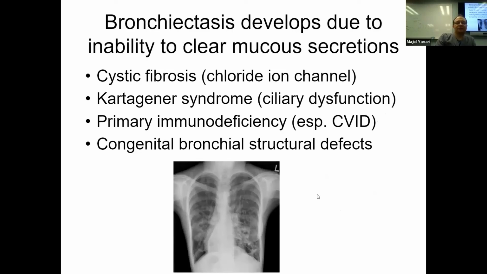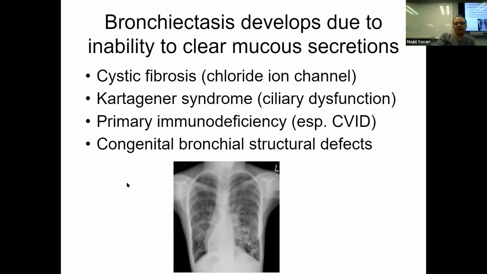And like everything I talk about, this is a vicious cycle of disease. You know, it develops due to inability to clear secretions, and then that chronic inflammation worsens the injury to the airways, etc. So if it starts earlier in life, it's going to be cystic fibrosis, ciliary dysfunction, or immunodeficiency that lead to ciliary dysfunction or just inability to respond to inflammation appropriately and clear mucus out.